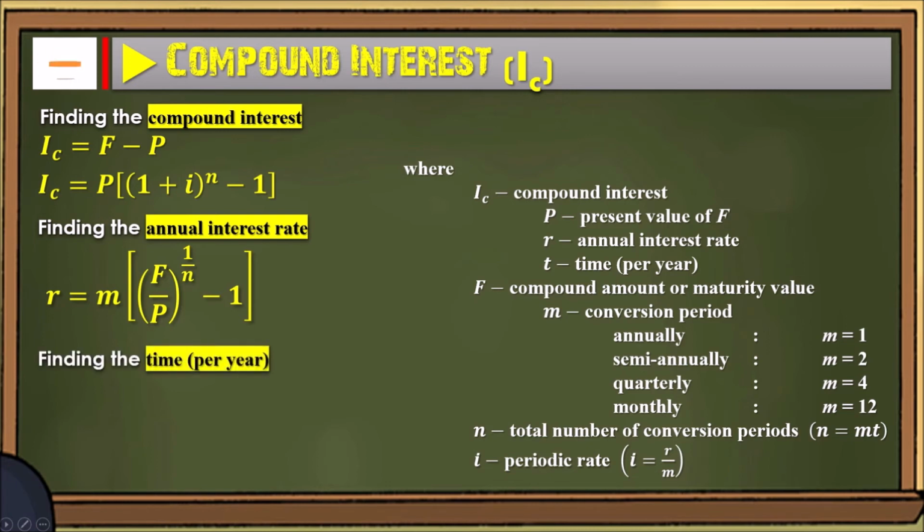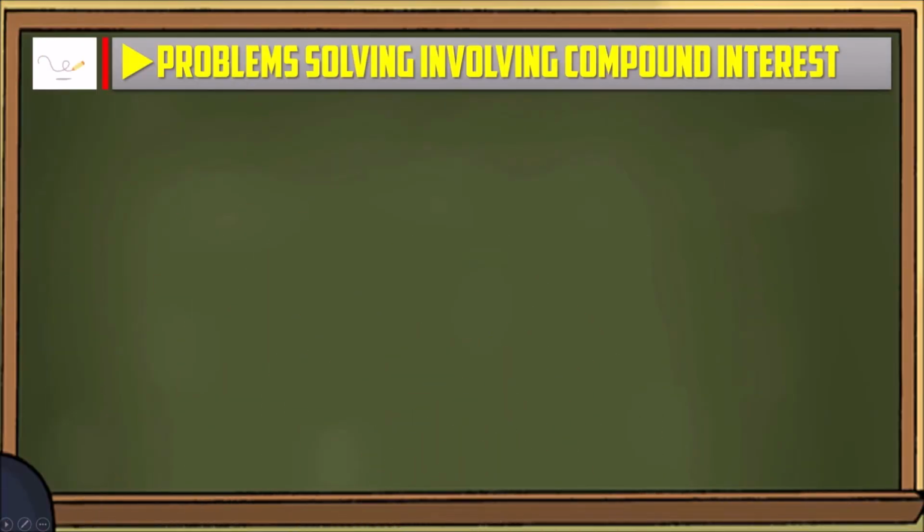Finding the time per year, the time is equal to the quotient of log of future value over present value of F, all over m multiplied by the parentheses of log 1 plus periodic rate. To move on, let us have an example of problem solving involving compound interest.